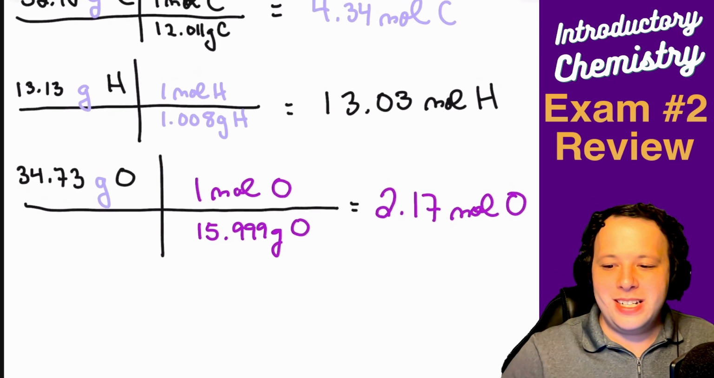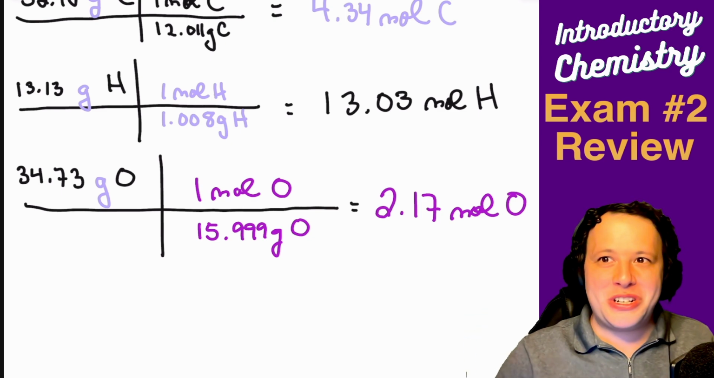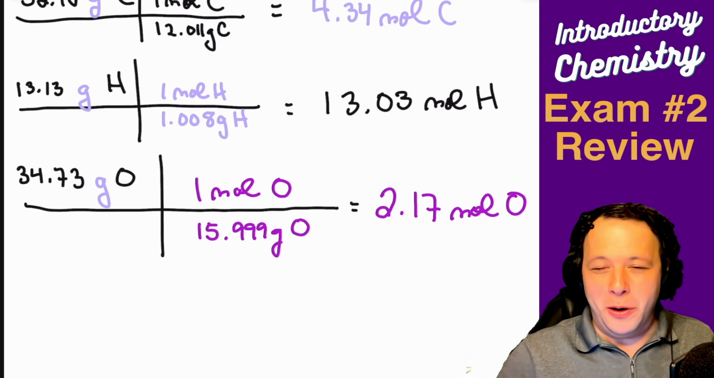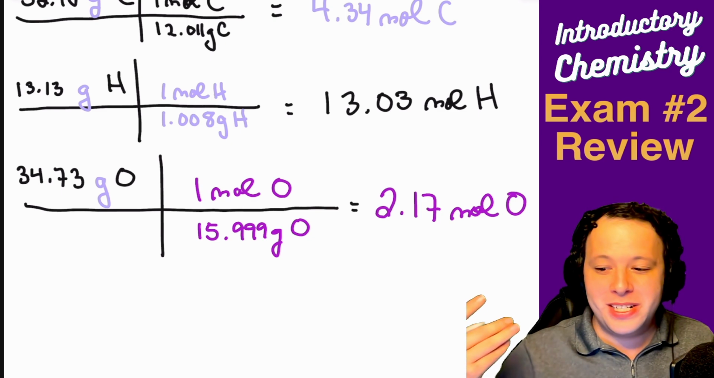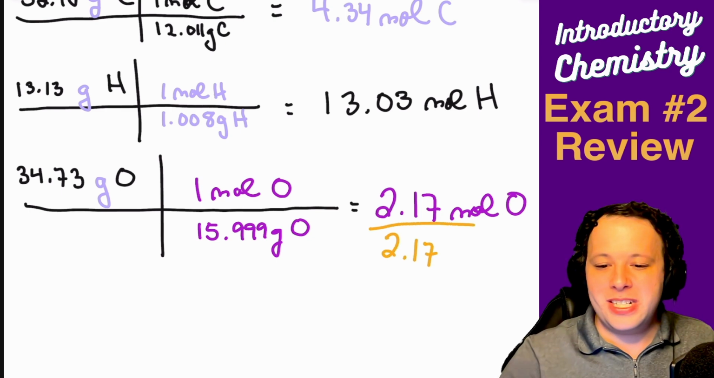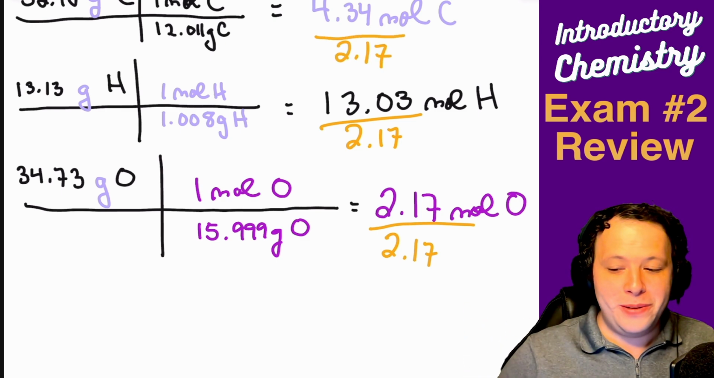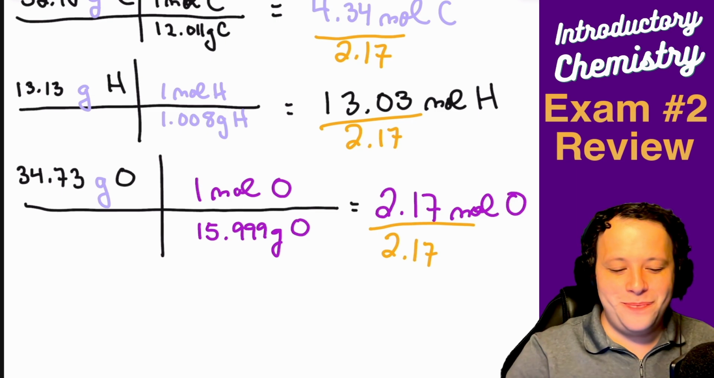Now, the thing with all these is that these do represent subscripts, but we can't have a half or a percent or a decimal of an atom. So what we're going to do is divide them all by the smallest moles that's available. Okay, so we're going to divide all of them. We're going to divide until small is the way that we like to phrase this.